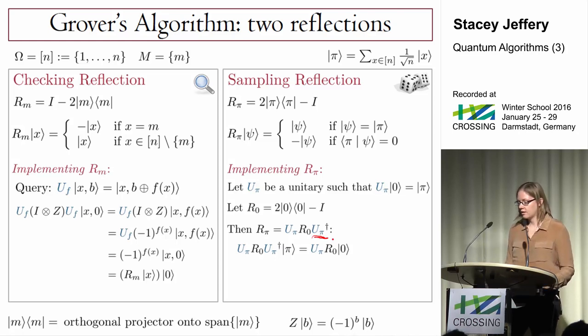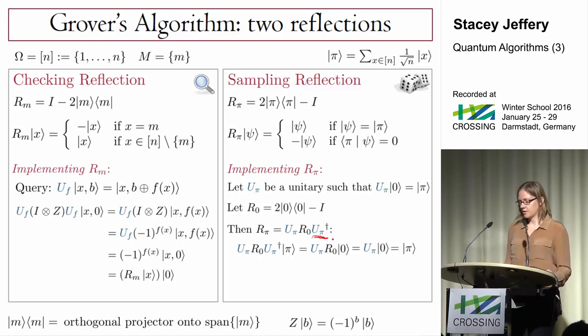Okay, and then we're going to next apply r sub 0 to 0, and r sub 0 fixes 0. So that's how it's defined. It does nothing to 0 and puts a minus in front of everything orthogonal to 0. So we're left with u sub pi applied to 0, which we know is pi. Okay, so this map fixes pi, which is one of the things that we require.